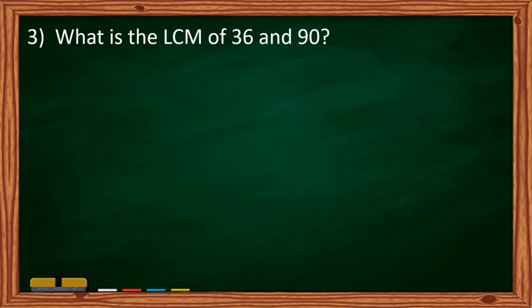So for number 3, what is the LCM of 36 and 90? So based from our lecture last time, we are going to use the prime factorization again. So yung 36 is divisible by 2. So yan po ay 36 divided by 2 is 18. And 18 is divisible by 2. So you are given 2 times 9. And 9 is 3 times 3.